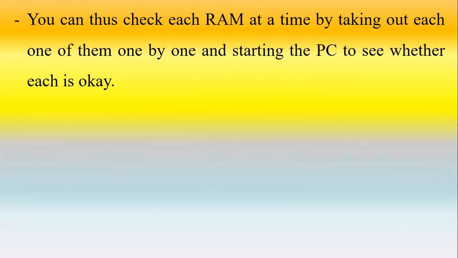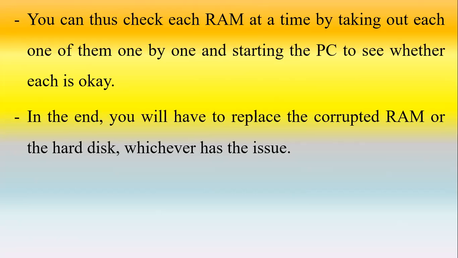You can thus check each RAM at a time by taking out each one of them one by one and starting the computer to see whether each is okay. In the end, you'll have to replace the corrupted RAM or the hard disk, whichever has the issue.